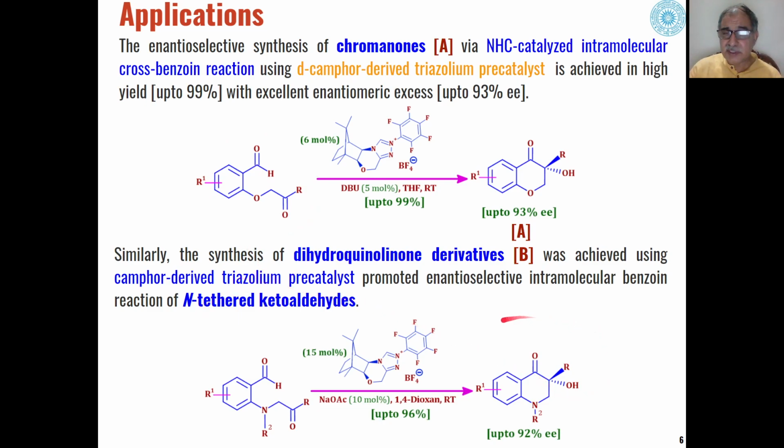Similarly, we can synthesize these types of dihydroquinolinone derivatives with high enantiomeric excess and high yield using this same type of triazolium catalyst, and here the base is sodium acetate instead of DBU. Here, instead of this ether moiety we are having an amine, and that is why we are getting these dihydroquinolinone derivatives from these types of tethered ketoaldehydes as the substrates.